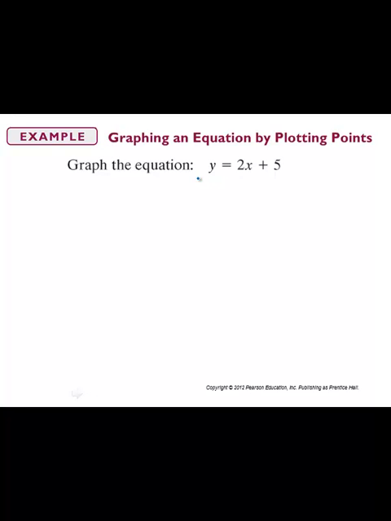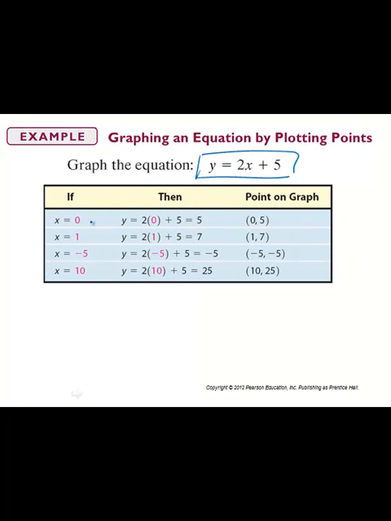So let's go ahead and talk about graphing an equation. It's really a matter of coming up with a couple of points that are on the graph, and after you plot 2 or 3 or 4 points, you draw a line or some other curve through the points, like playing connect the dots. So let's take a look at the graph of y equals 2x plus 5.